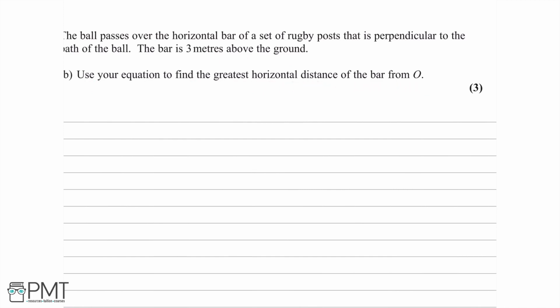So what this question is basically telling us, sort of in disguise, is that the greatest horizontal distance of the bar from O is just known as x, and the bar being 3 meters above the ground is just h. So what this question is really saying is we need to find out what x is when h is 3. Now going back to the quadratic, we have h equals minus 0.03x squared plus 1.2x, and we need to find out what x is when h is 3.